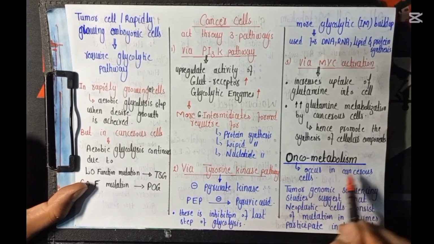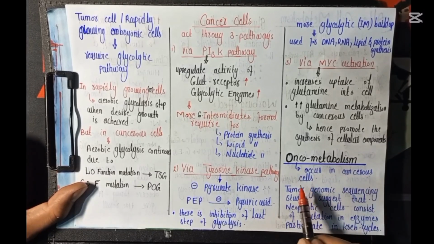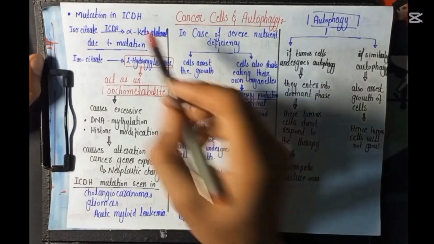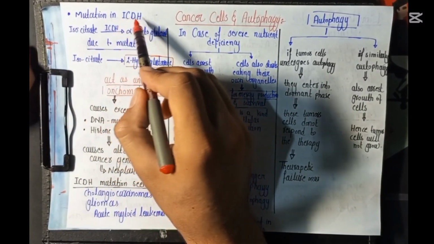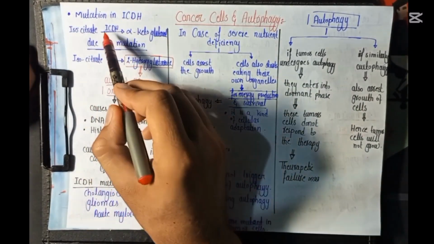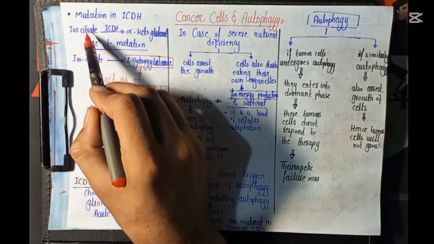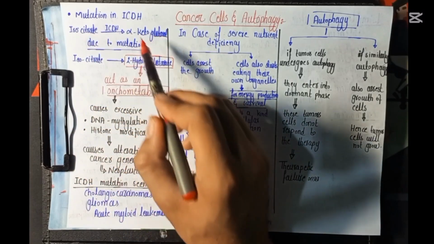The next one is oncometabolism. Oncometabolism occurs in the cancerous cell. According to tumor genomic sequencing studies, the neoplastic cells consist of mutations in certain enzymes that participate in the Krebs cycle. The most commonly mutated enzyme is isocitrate dehydrogenase. Normally, this enzyme causes the conversion of isocitrate into alpha ketoglutarate in the Krebs cycle.